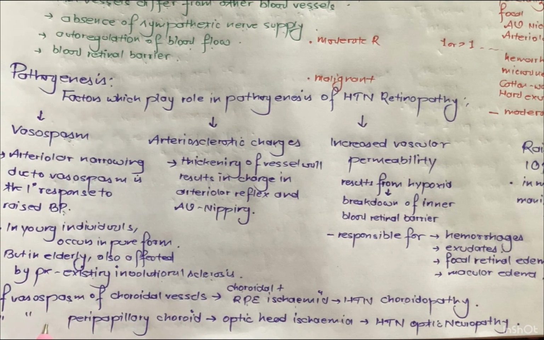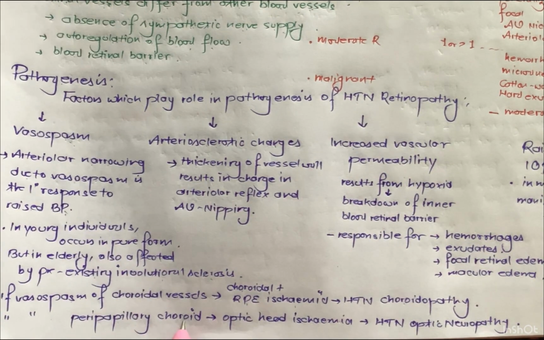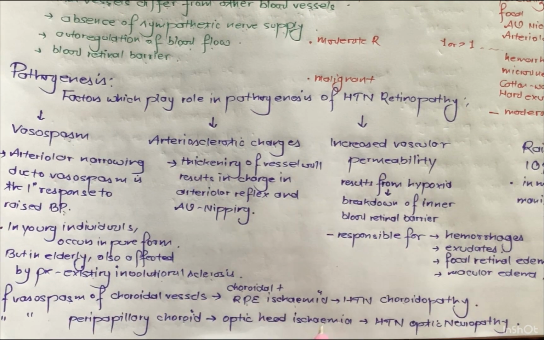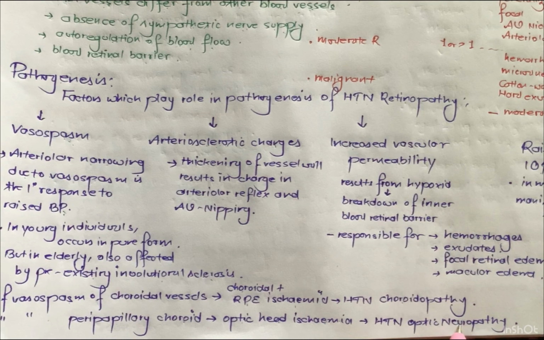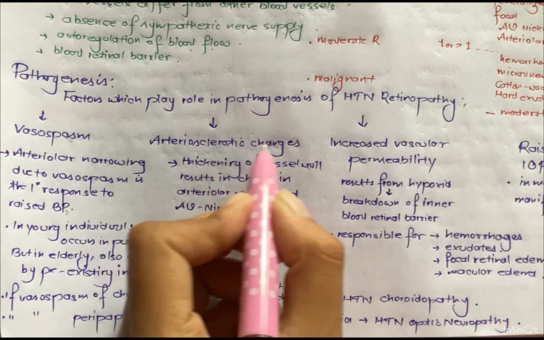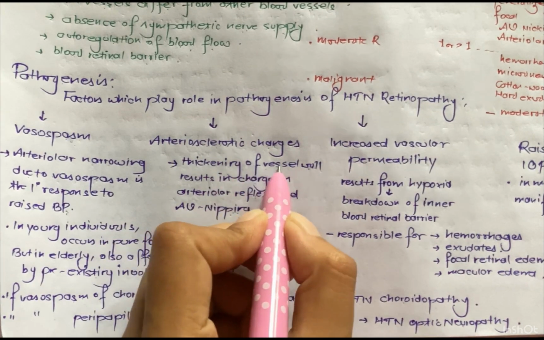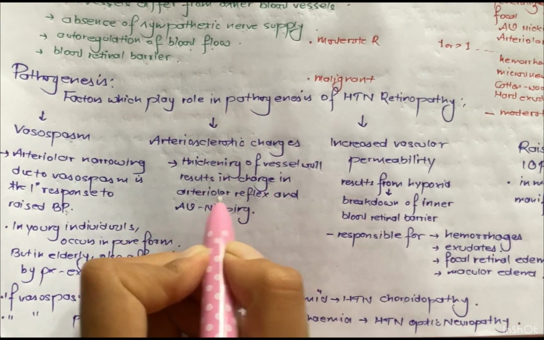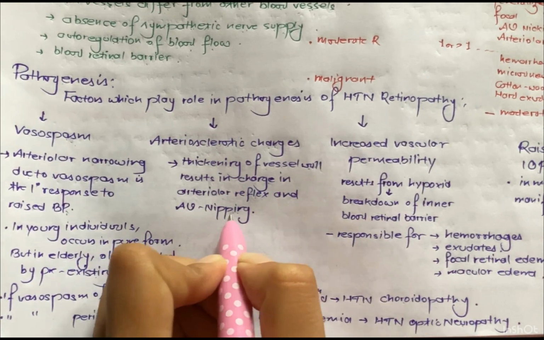And if there is vasospasm of peripapillary choroid, then there will be ischemia of the optic head that may lead to the hypertensive optic neuropathy. And the next factor is arteriosclerotic changes, and due to the thickening of the vessel wall, it results in changes in arteriolar light reflex and AV nipping.